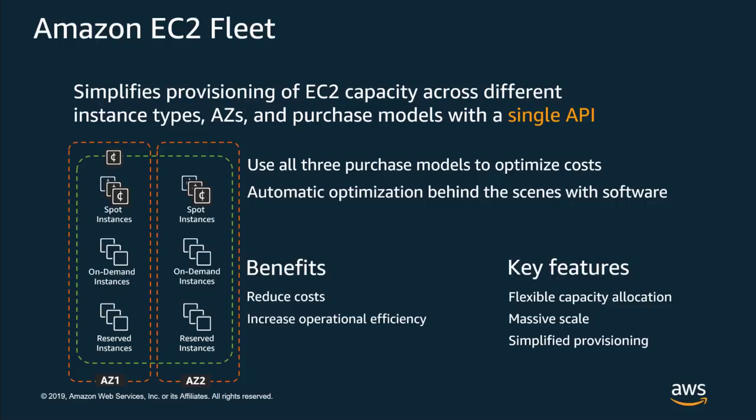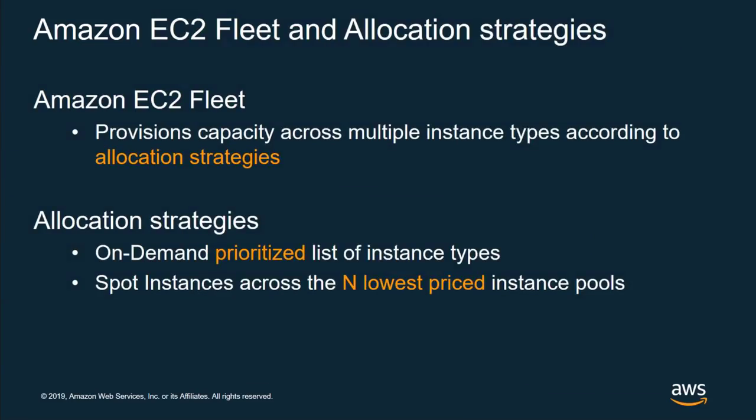But the real idea behind EC2 Fleet, the key feature, is that it enables flexible capacity allocation. So really what I mean there is it's the API that is beginning to allow customers to define multiple different instance types, potentially multiple different subnets, and then pass responsibility to Fleet to optimize on your behalf. And we do that through this concept called allocation strategies. And so what does that mean, allocation strategies?